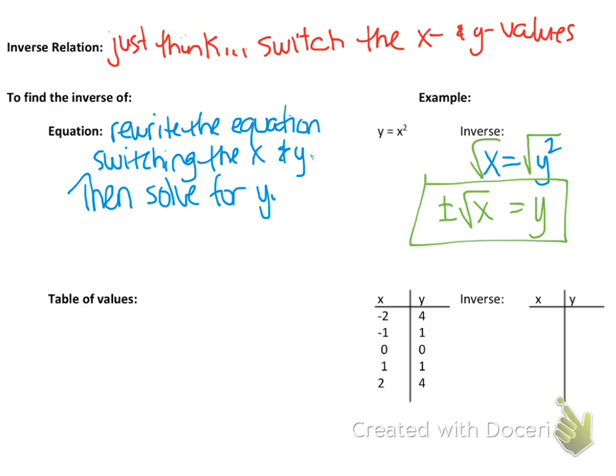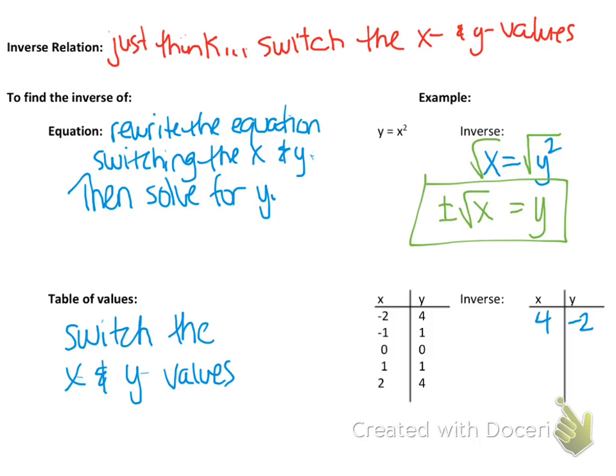For a table of values, again, we're simply switching the x and the y values. So the ordered pair -2, 4 is going to become 4, -2. -1, 1 is going to become 1, -1. And obviously 0, 0 and 1, 1 are the same either way. And the last ordered pair, 2, 4, will become 4, 2.